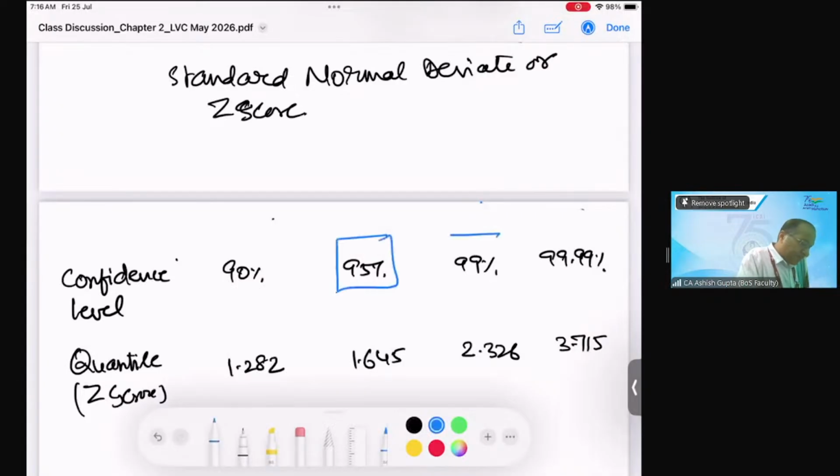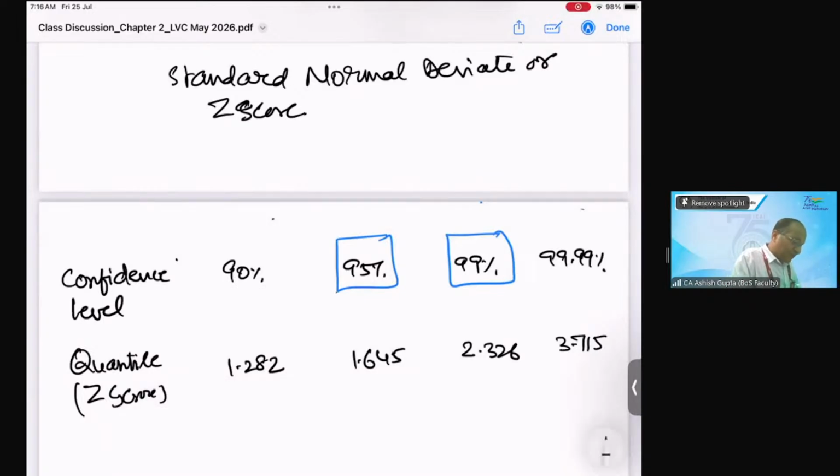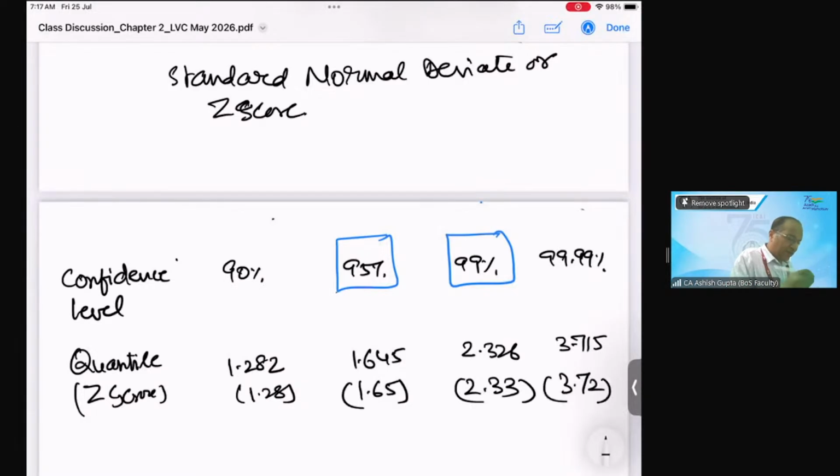these two confidence levels, which are commonly used in most cases. Now, generally when we use these values, we round them off. So these are 1.28, 1.65, 2.33, and 3.72. So these are the values generally used.